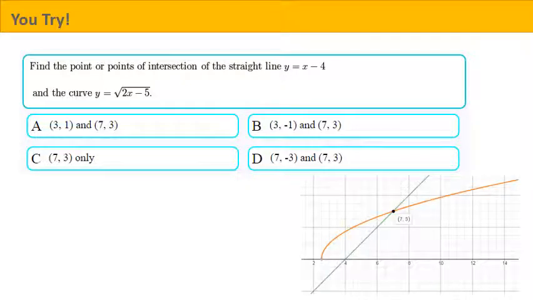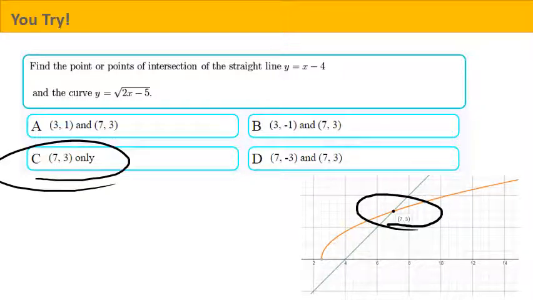Now that you have had a moment to look at this one and find the point of intersection of the straight line, you need to plug it into Desmos and you're going to see that it intersects at the point 7, 3. It only intersects at the point 7, 3 only.